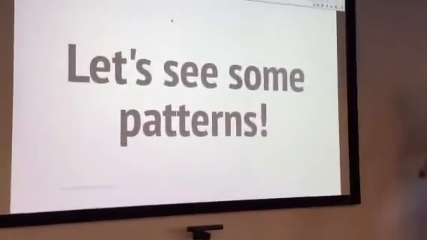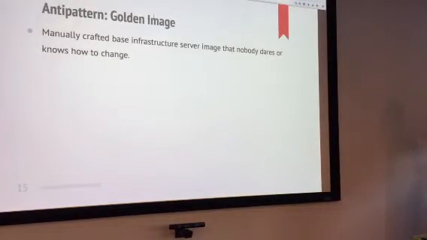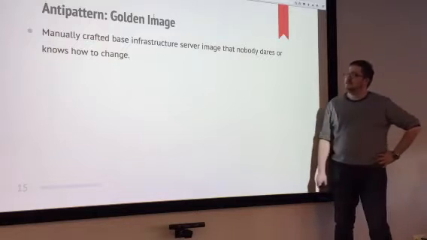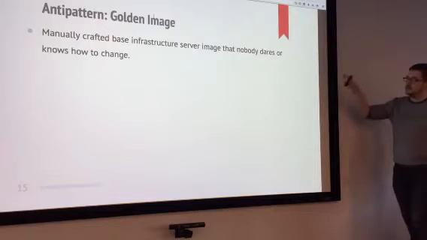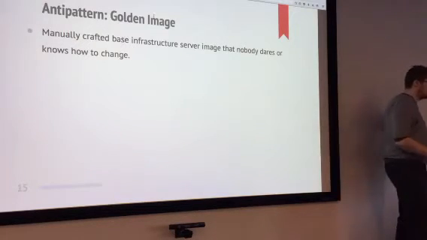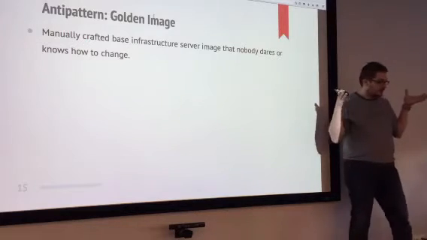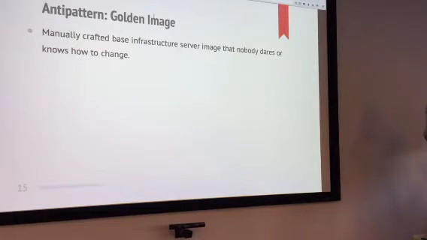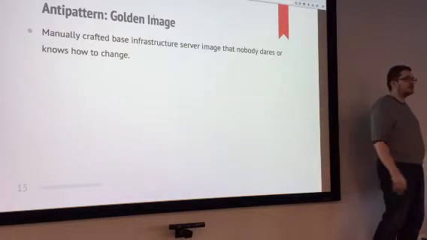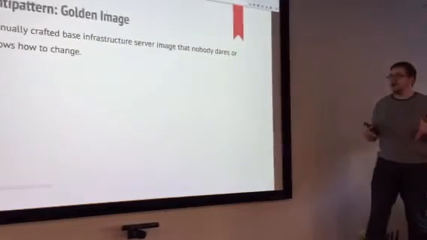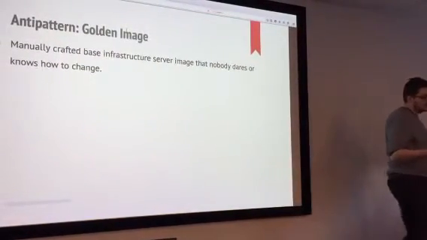Okay, let's see some patterns. That's the meat of the presentation. The first one, which I think is the pattern I have known for the longest time, is called golden image. Basically, it's an operating system image, or now we can also call it a container image, but usually it's referred to as an operating system image, which is crafted manually, and this is so hard to change that nobody actually dares to change it.